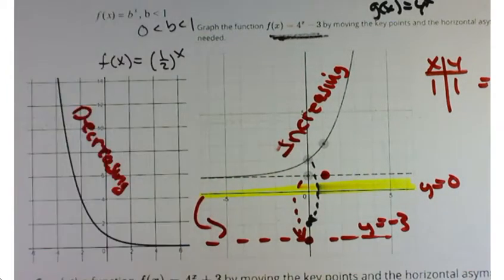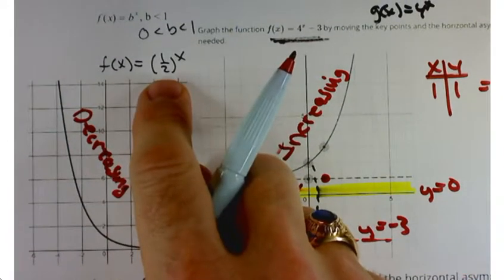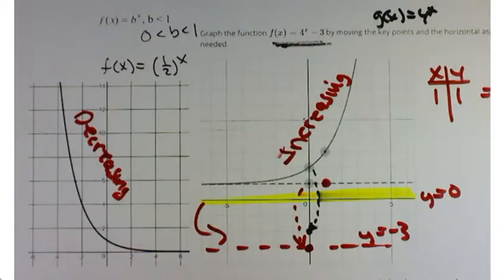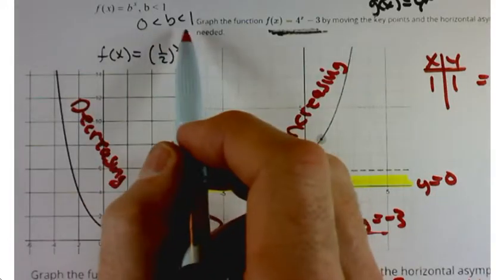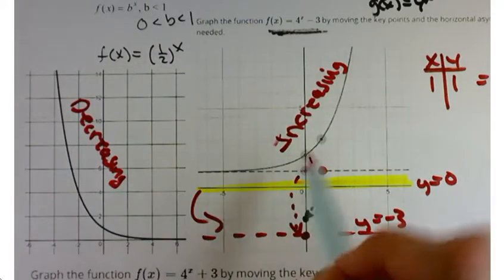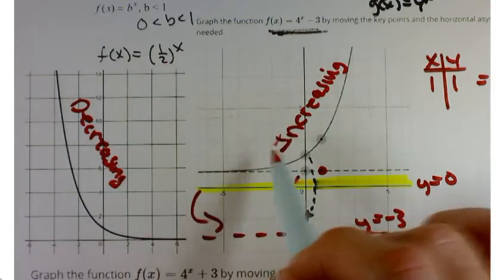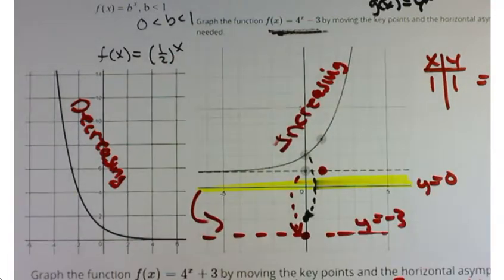And it's very easy to decide which one you're going to deal with. It's just going to depend on the value of the base. So if the value of the base is between 0 and 1, then it's going to be a decreasing function. If it's between 1 and infinity, it's going to be an increasing function.